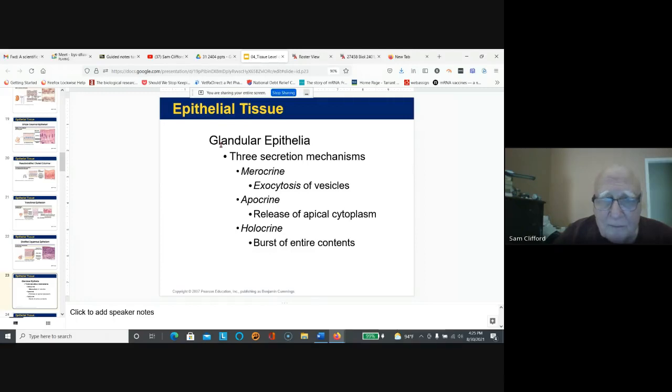Glandular epithelium. So you have apocrine cells that release sweat glands. We're just going to worry about apocrine, and when we get to integument, we'll talk about sweat glands. All I want you to know is they release cytoplasm at the tip of the cell.